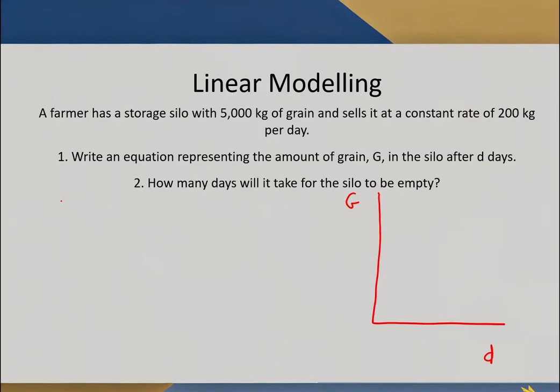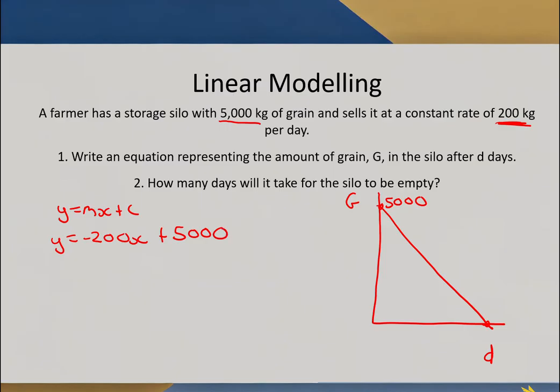So again, we start off with writing our equation. Y equals mx plus c. We look at how much it had at the start. 5,000, so 5,000 is the top that it had on day 1. Then we sell some at the rate of 200 per day, so that means our gradient will be negative 200. And I'll put C as the 5,000 starting amount. So we can see approximately based on looking at the graph as well.